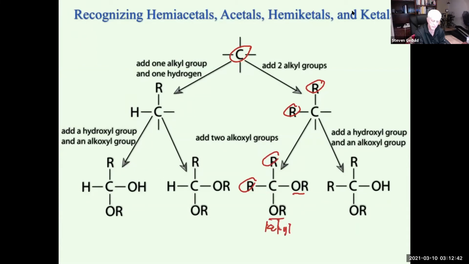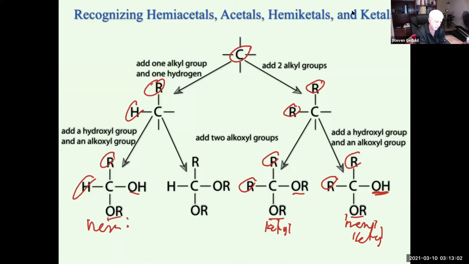Okay, again, here's our two R's. If we have an OH and an OR, this is a hemiketal because we have that OH group still attached. If we have an R and an H, here's our R, here's our H. We have an OH and an OR. Again, the OH is there, so it's a hemi, just like both of them. And that's an acetal group, hemiacetal. Okay, here's our R and our H again. Now we've got two ORs attached to it. Okay, now that's our acetal.